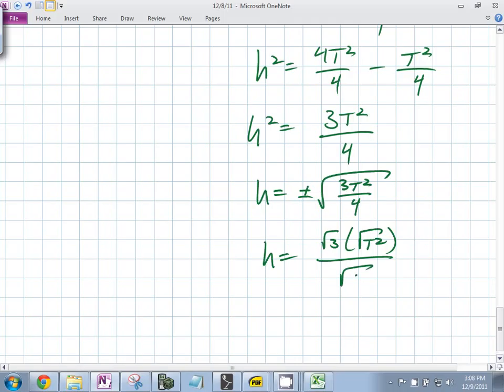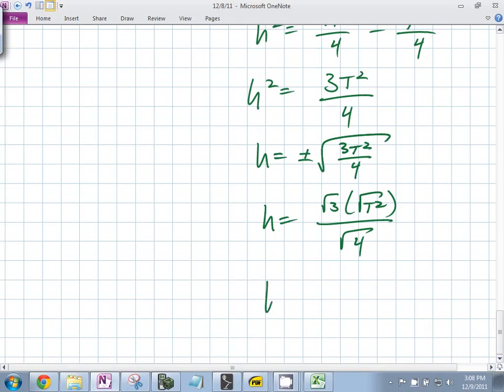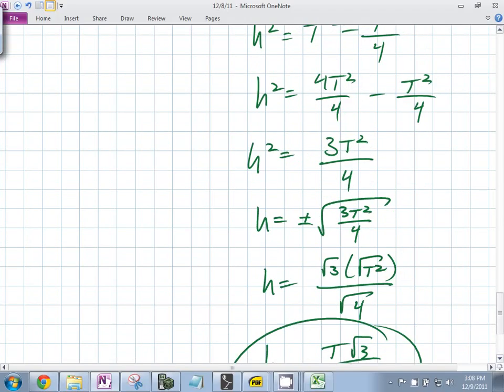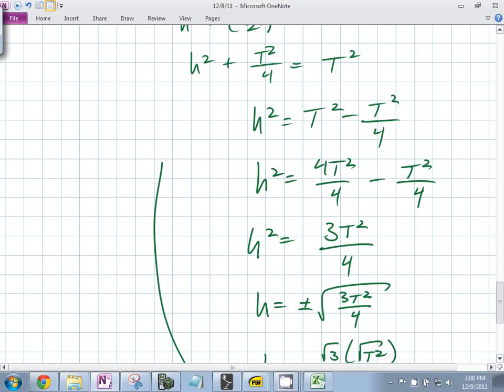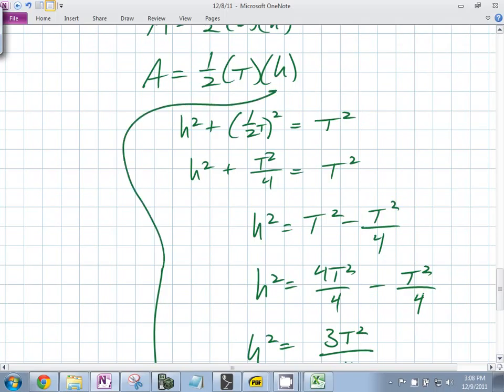What is root 4? So what's root t squared? t root 3 over 2. So that's h. So what do you do with this? Over 2. What do you do with that? Plug it back in where? Right there. And what do you end up with?